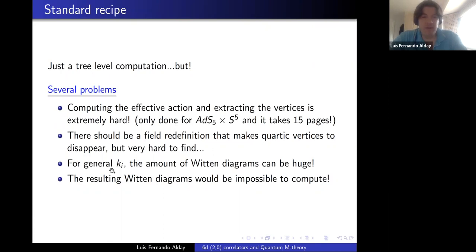Another problem is that for general k_i, the amount of Witten diagrams that you need to compute can be huge. And finally, the resulting Witten diagrams, even if you are able to write them down, they would be impossible to compute with the technology that we know. Okay? So because of all this, it is clear that this brute force way may not be the best way.